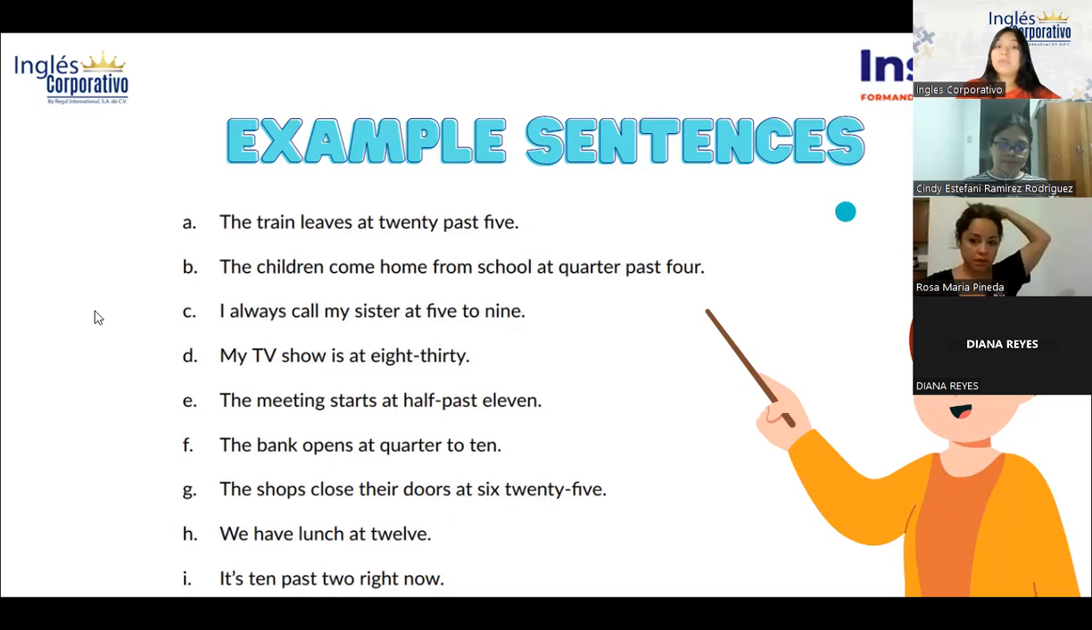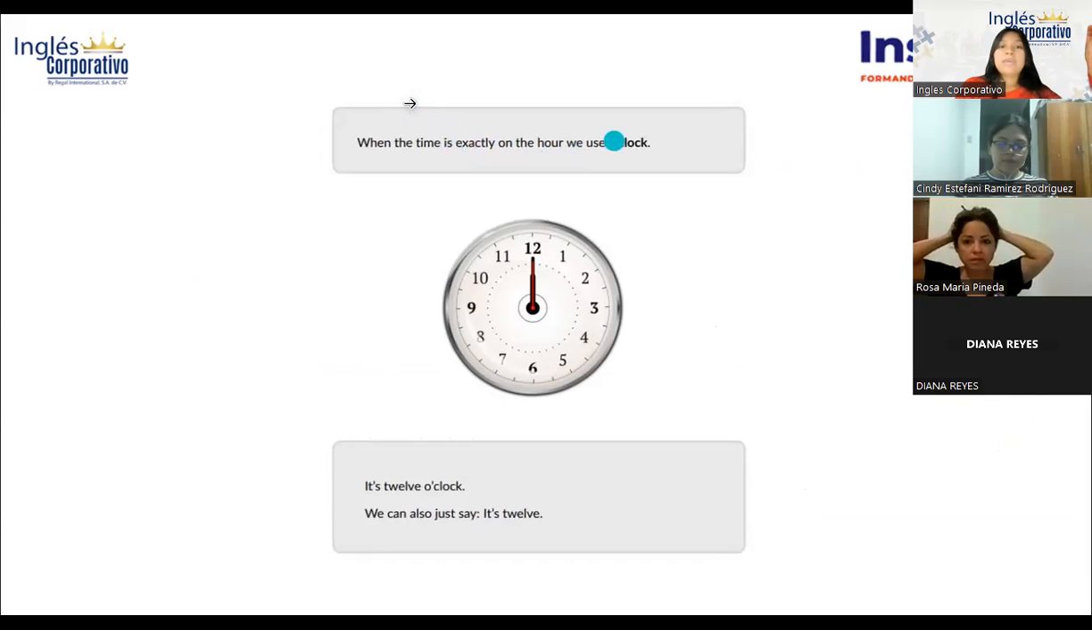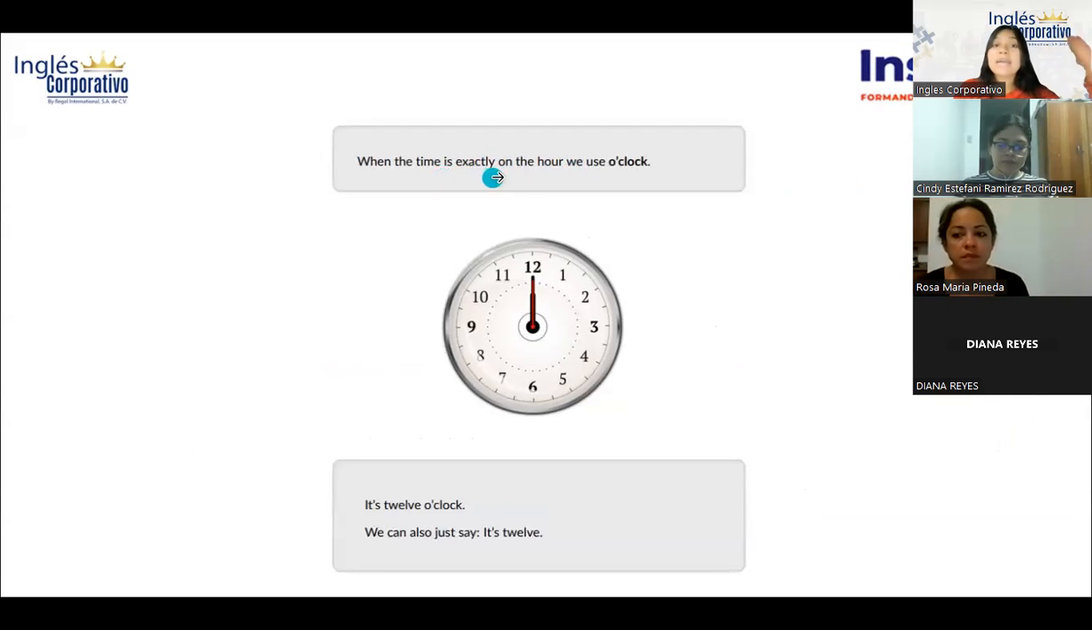Okay, now let's see. When the time is exactly on the hour, we use o'clock. Únicamente cuando la hora está exactamente, ahí decimos o'clock, como le expliqué antes. Y dice, we can also just say it's 12. Y quiere decir que también solo podemos decir it's 12. No es necesario decir o'clock.